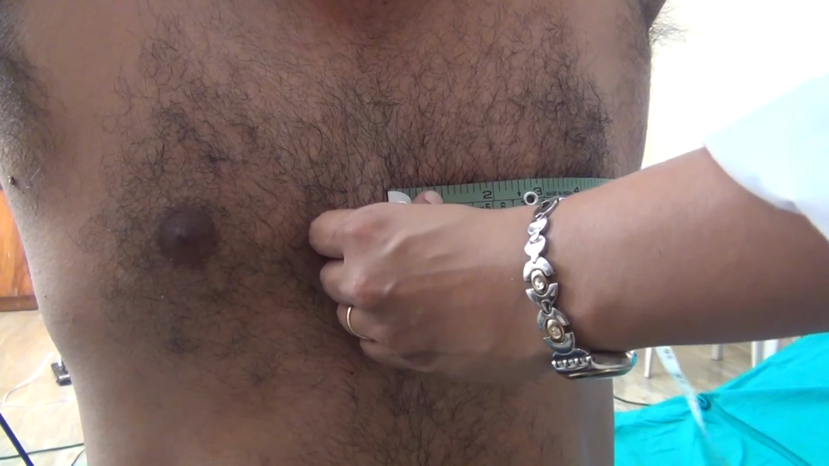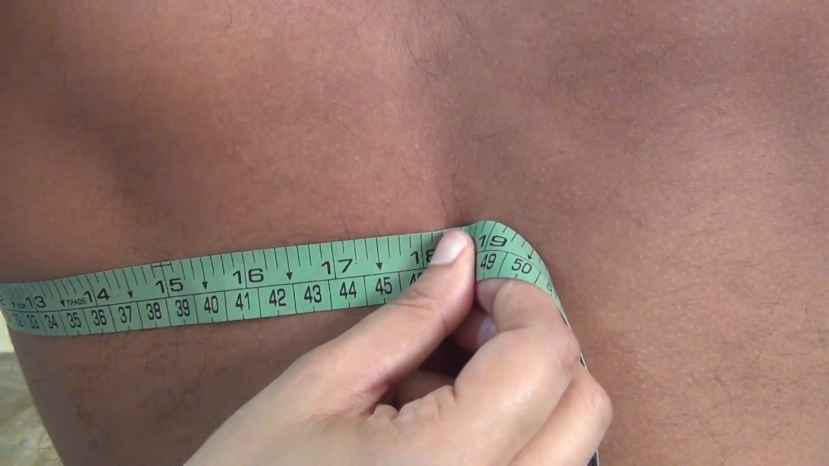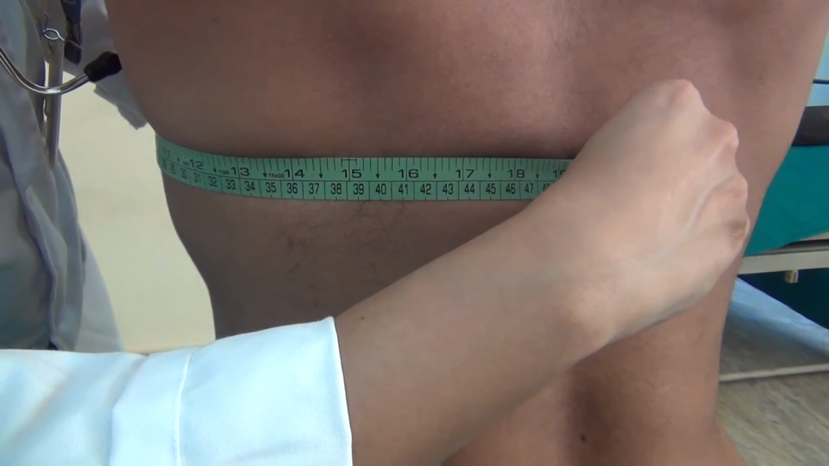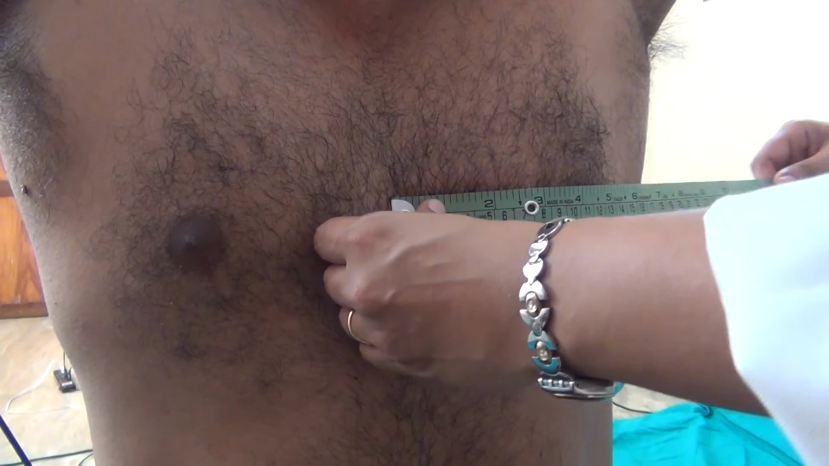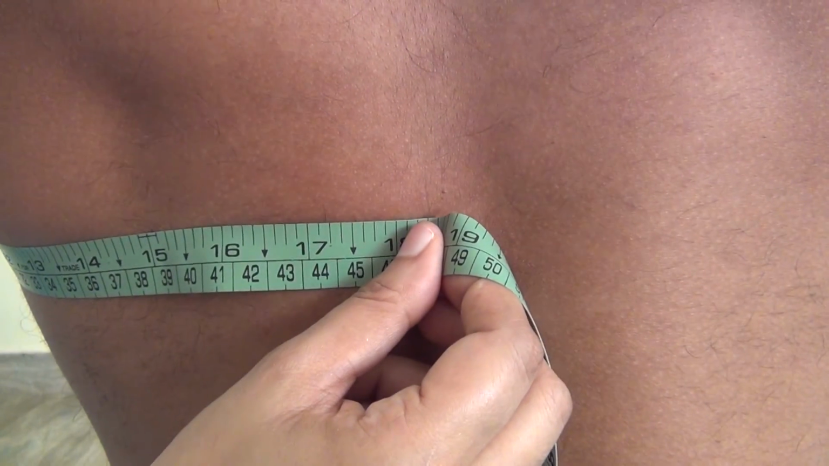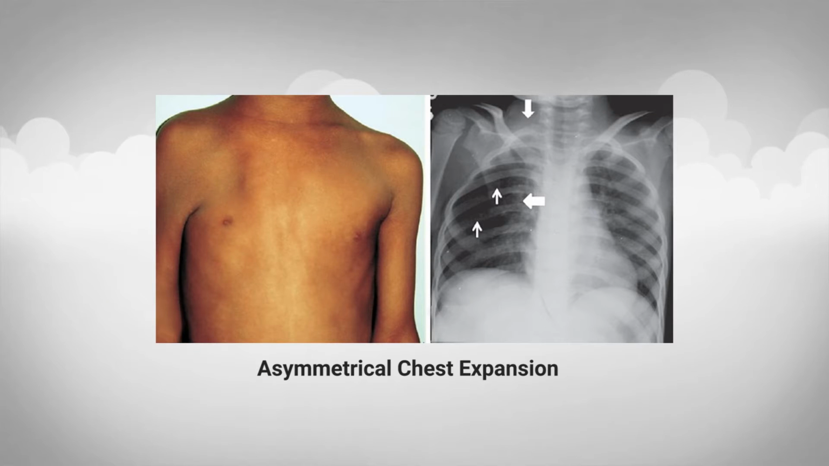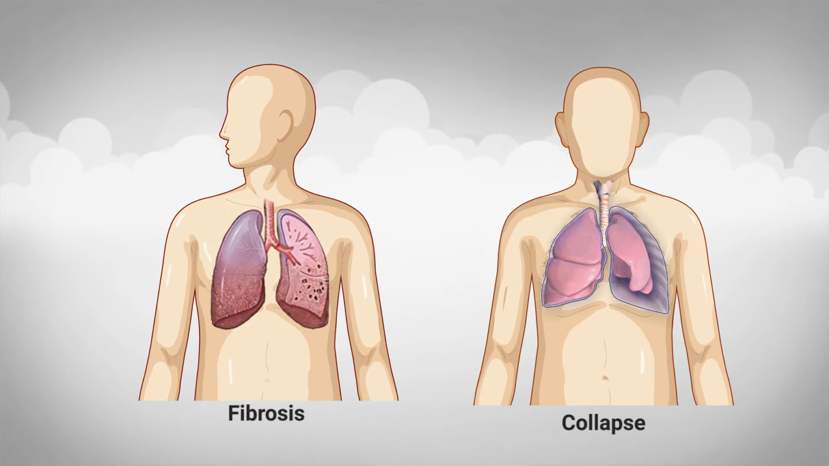Measure the right hemithorax by encircling the tape from the vertebral spine to the midpoint of the sternum. Ask the patient to take a deep breath and then exhale. Measure the right and left hemithorax during inspiration and expiration. Asymmetrical chest expansion can be seen in pneumothorax, pleural effusion, fibrosis, or extensive consolidation or collapse.